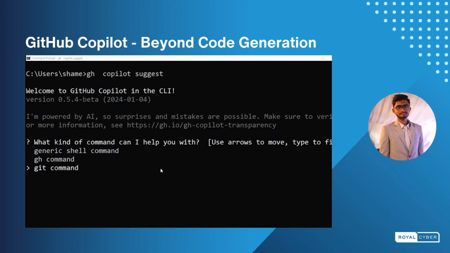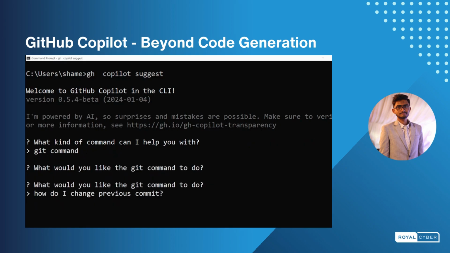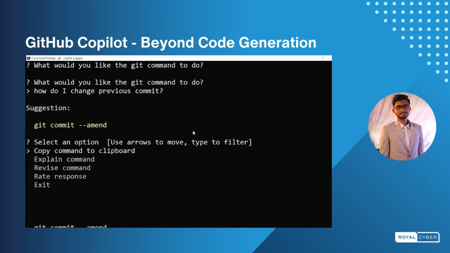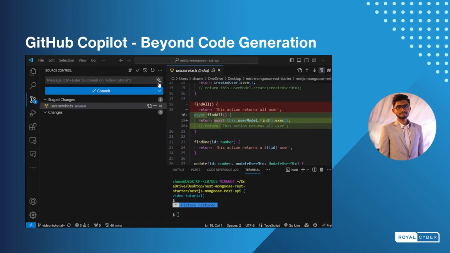You can use GitHub Copilot to help you with your CLI commands. For example, as you can see, it helped me with my query about how do I change previous commit, and it gave me this particular suggestion. You can use it to generate commit messages as well.